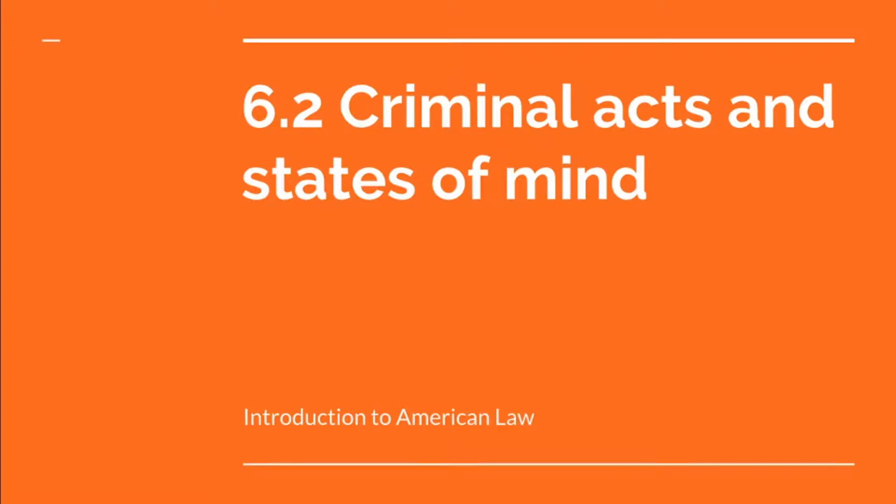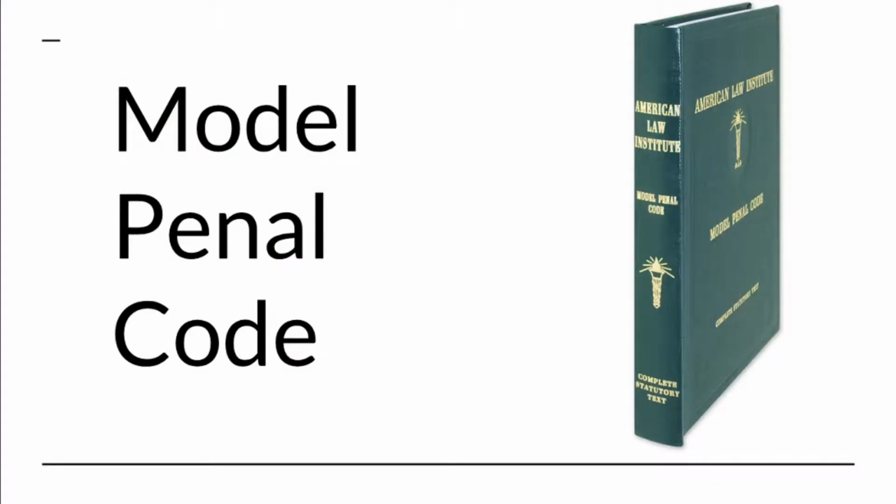In the next lesson of Unit 6, we're going to look at criminal acts and states of mind. Remember, these are the two pieces that criminal law looks at. What is a criminal act and what is a state of mind? So first, we should talk about criminal acts.